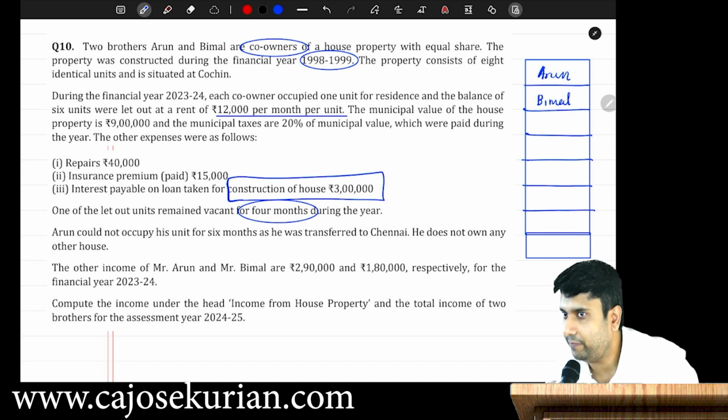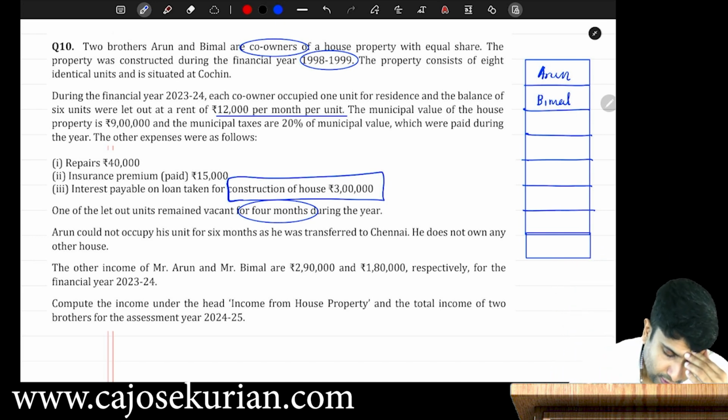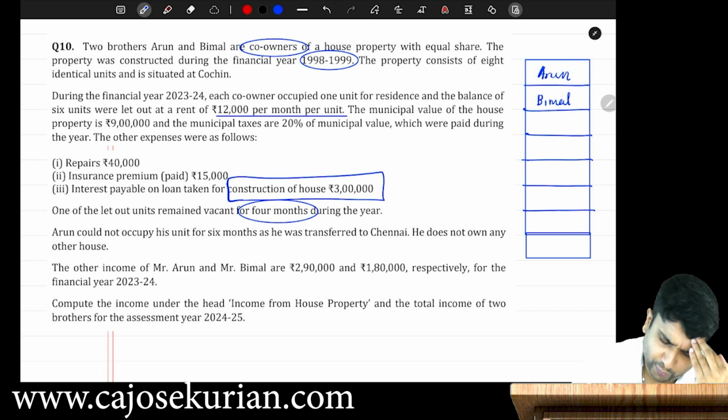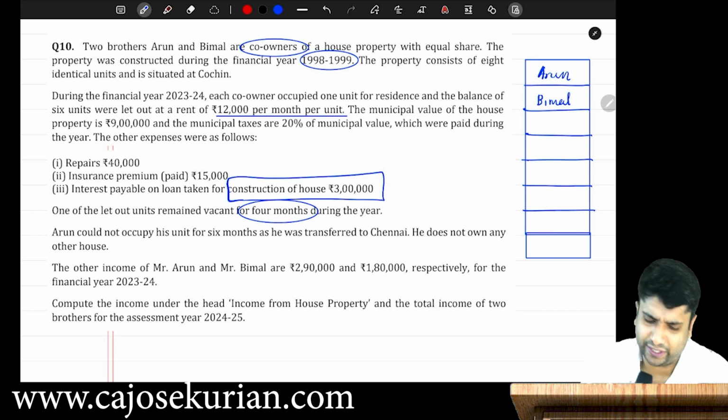Are you with me? So, Arun could not occupy his unit for 6 months. So it is unoccupied property as he transferred to Chennai. No problem. He does not own any other house. The other income of Arun and Bimal were 290 and 180 respectively for the financial year 23-24. Compute the income under the head income from house property and the total income of the 2 brothers for assessment year 24-25. So, we will do it together.